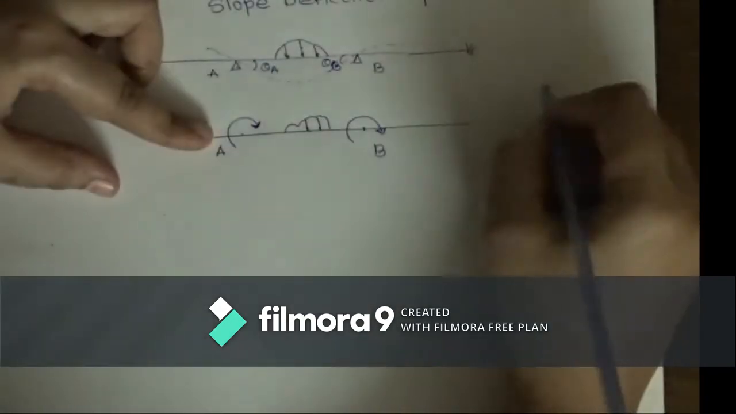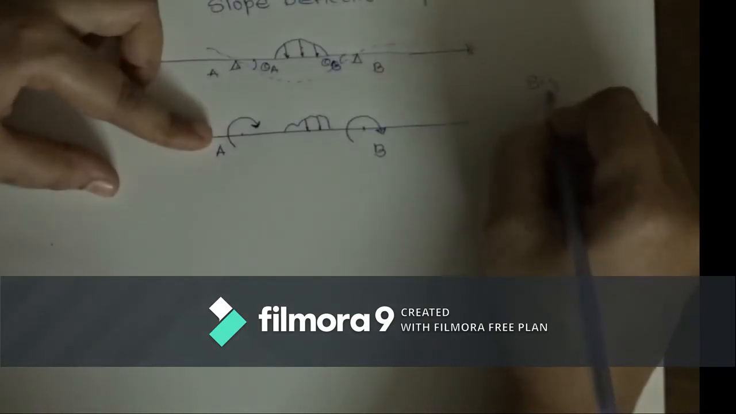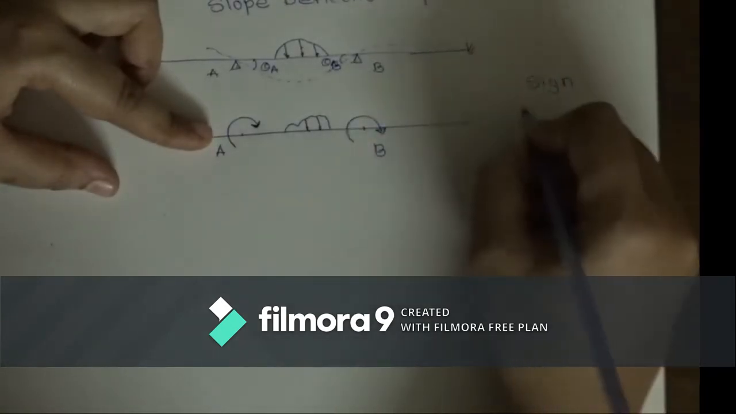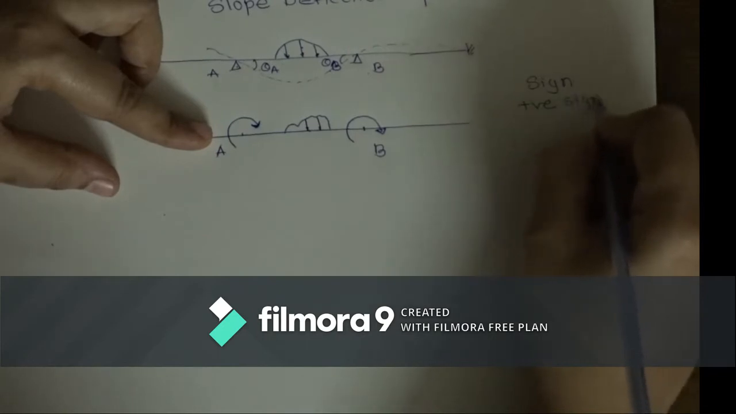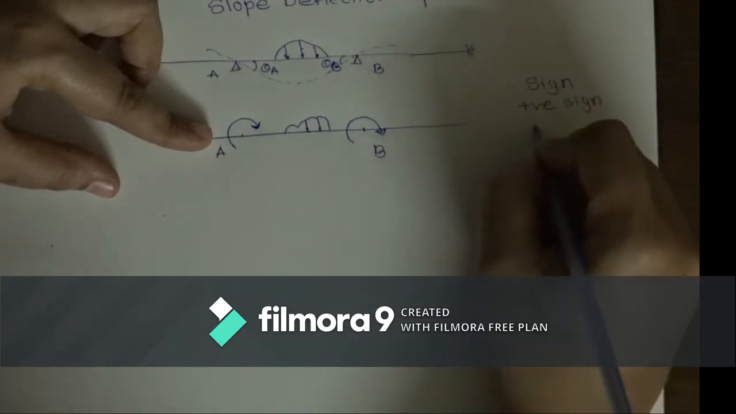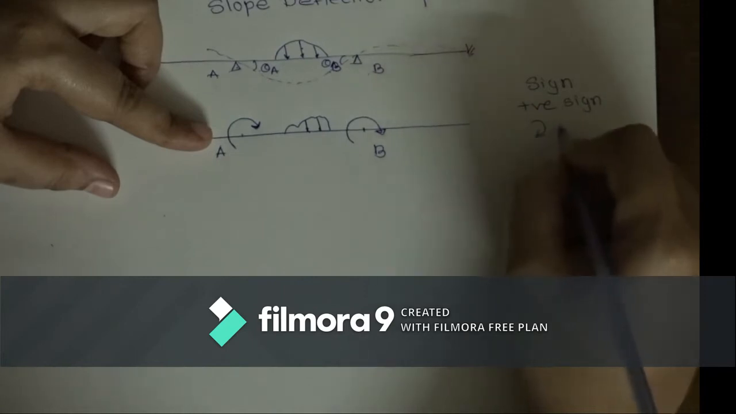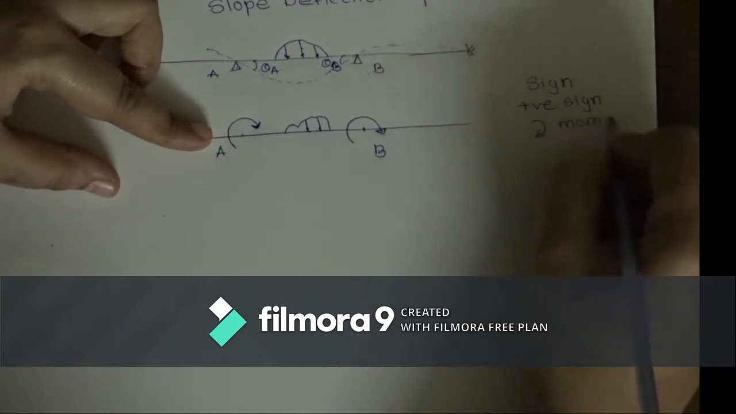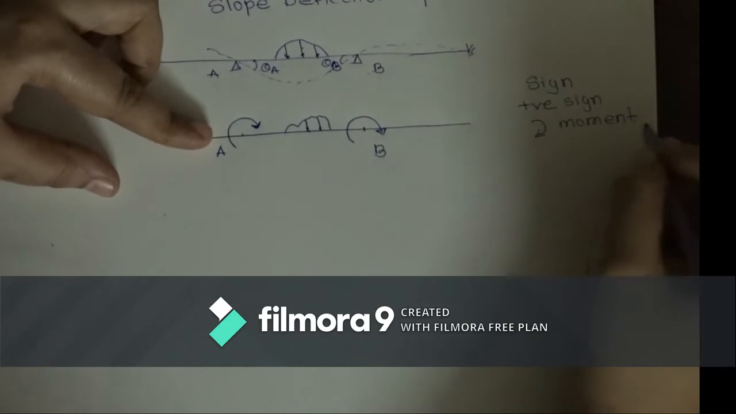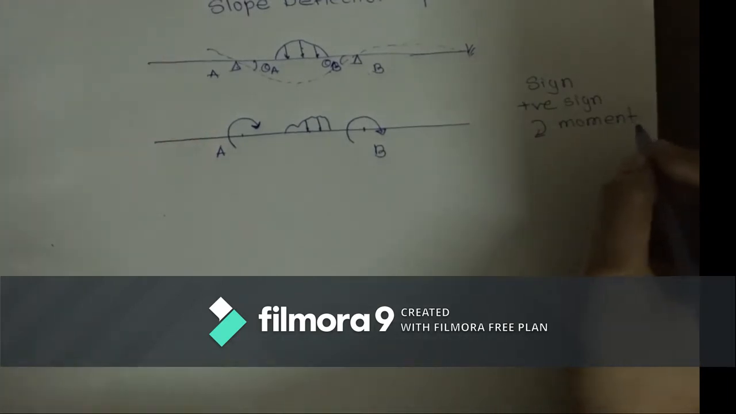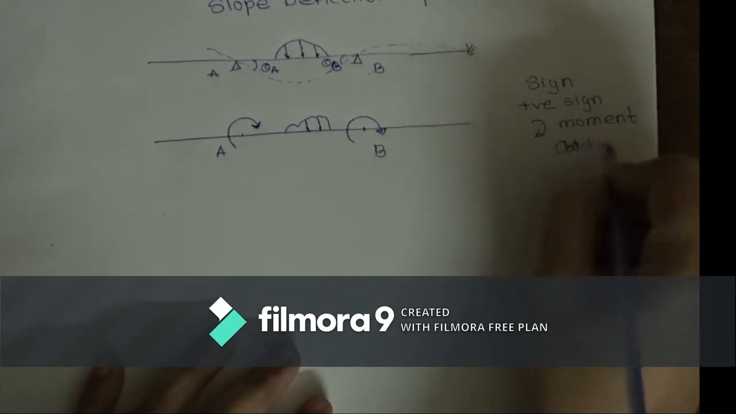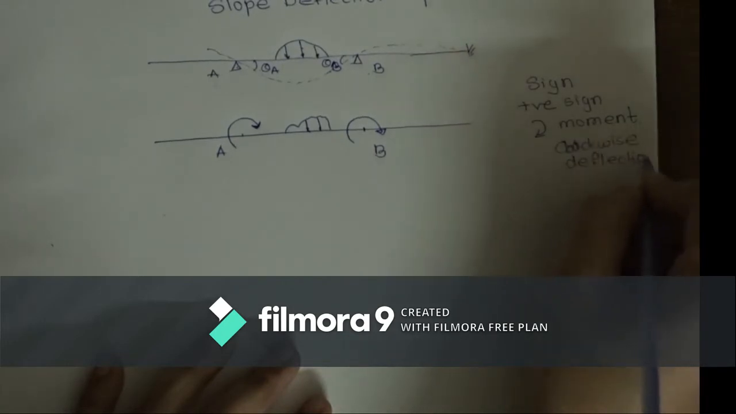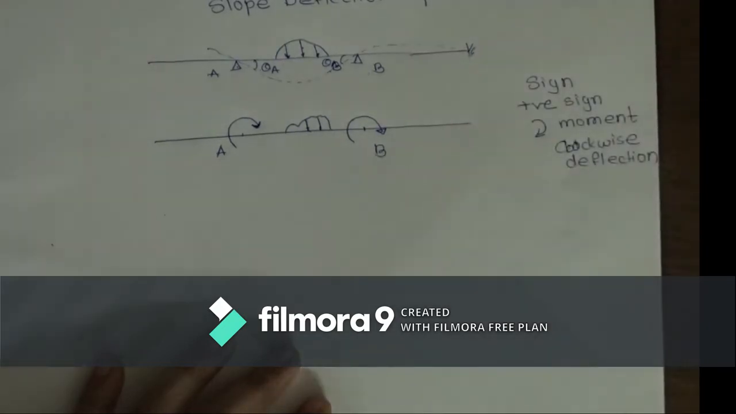So the sign convention we will consider for this type of numerical is that positive sign is for clockwise movement, clockwise deflection, and this is the sign convention.